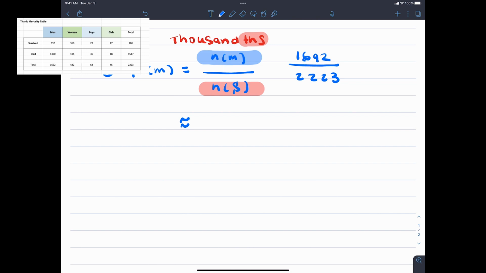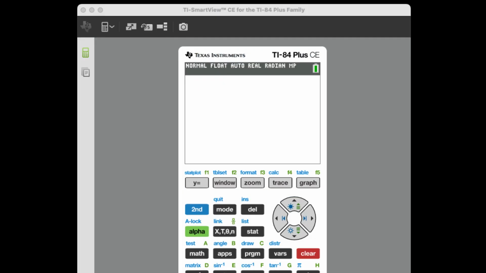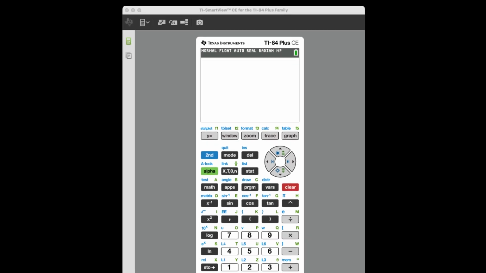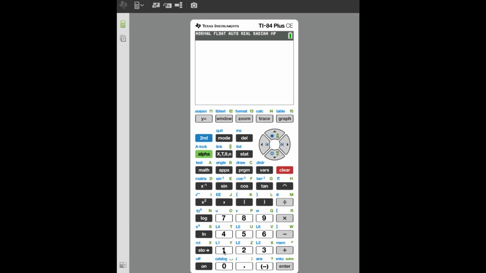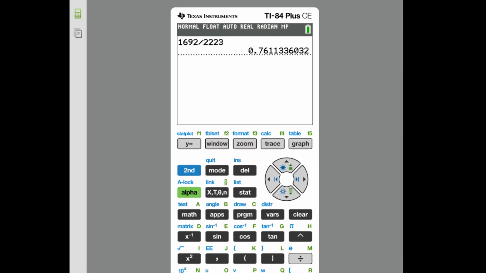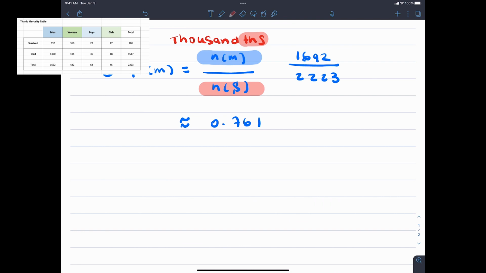Let's find that there. 1,692 divided by 2,223, okay? So what do you guys get here? 0.761 to the thousandths position? Okay? So 0.761 to the thousandths position, do you guys know what that means?